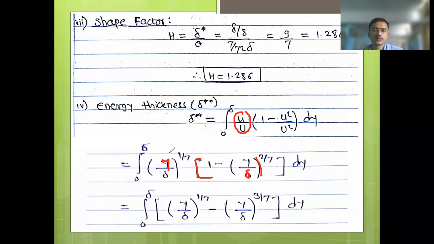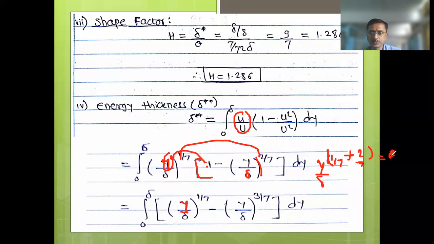Then multiplying the value inside this bracket, we will get 1 into this del, and again multiplying this with this, as the base is the same, y upon del, the power of this is 1/7, the power of this, bracket complete, is 2/7, so we will get here 3/7. Okay, so y upon del raised to 3/7 we will get here.